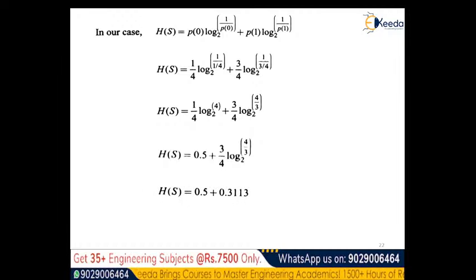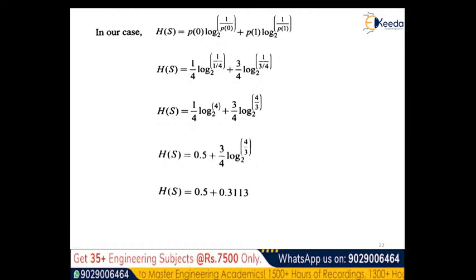And here P of 1 is equal to 3 by 4. Here also we have shown it. So this is of course going to result into the value as represented 1 by 4 log to the base 2 of 4, plus 3 by 4 log to the base 2 of 4 by 3 here. So we get the calculation as 0.5 added to 3 by 4 times log to the base 2 of 4 by 3.